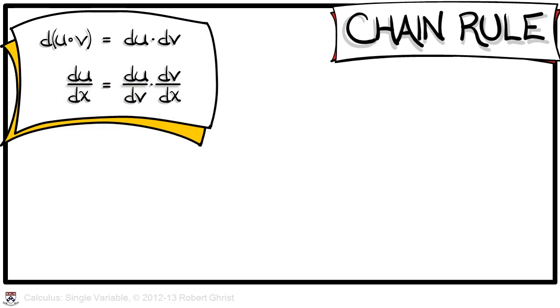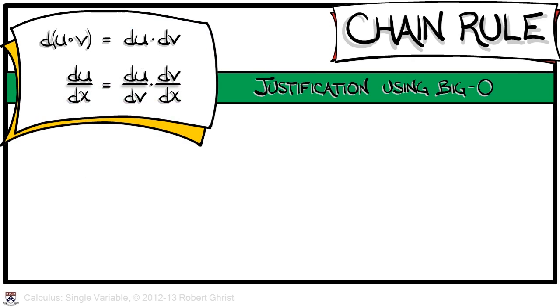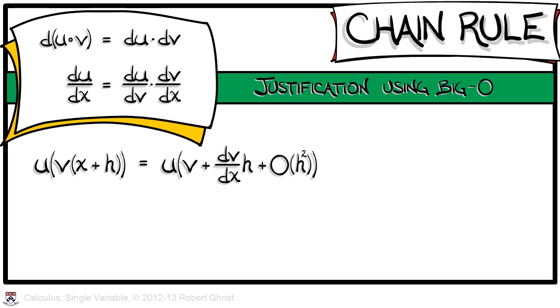The justification of the chain rule is going to follow the same ideas, but with a bit more manipulation involved. If we consider u composed with v and evaluate the input at x plus h, then clearly our first step should be to expand out v using what we know about the derivative of v with respect to x. Everything else in the variation has big O of h squared. Now, let's change perspective and think about this from the point of view of u, which takes as its input v.